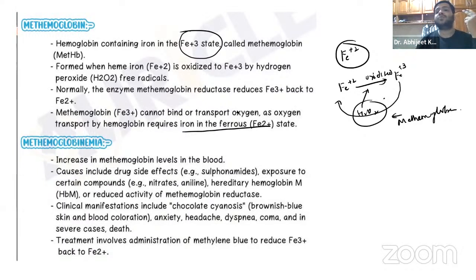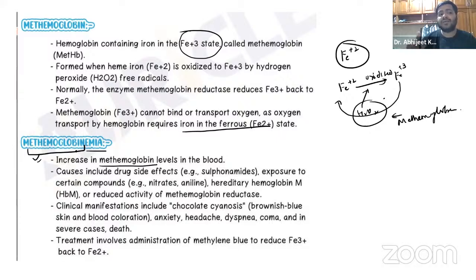If it is converted into Fe plus 3 by some hydrogen peroxide radicals, again there is an enzyme in the body called methemoglobin reductase, which can convert it back to Fe plus 2 and the process of transportation can carry on. So remember, there is a condition called methemoglobinemia.